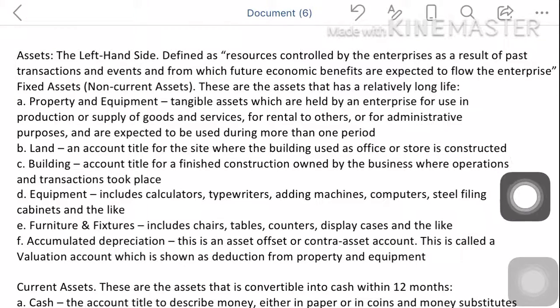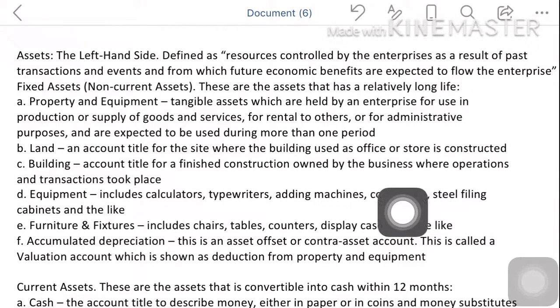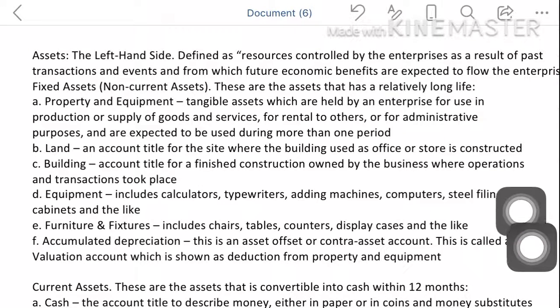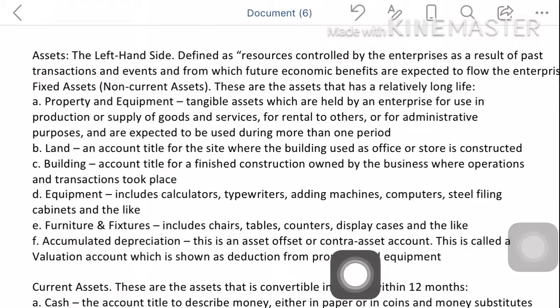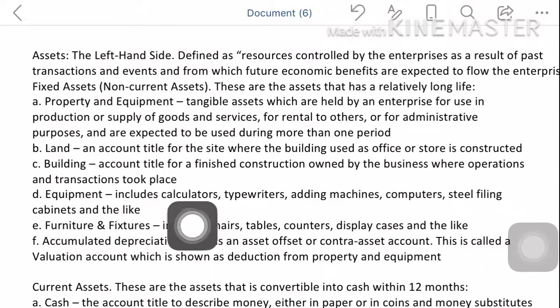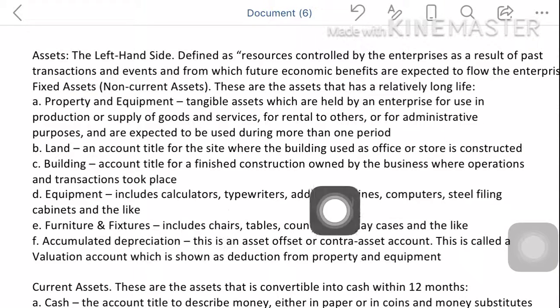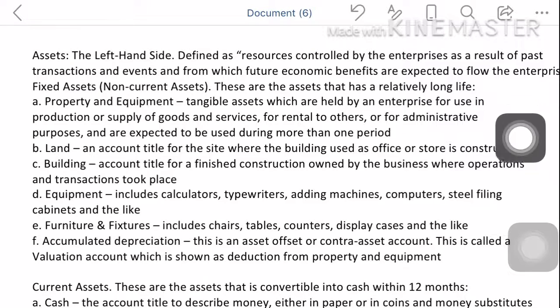So next is the building, account title for a finished product, construction owned by the business where operation and transaction take place. So, ang building is a finished product. Kani siya nga asset is kung asa buhaton ang transaction with the customer, whether it is a service or product. So, next, the equipment includes calculators, typewriters, adding machines, computers, steel filing cabinets, and the like. So, ang equipment is kanang mga kailangan nimo sa business like calculators, computers, steel filing cabinets, and others. Kung wala kay mga equipment, dili ka makastart sa business.